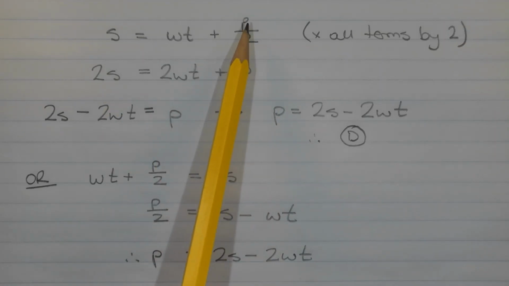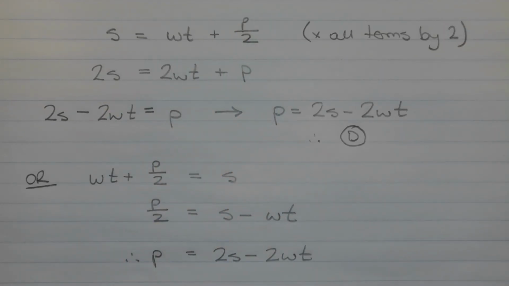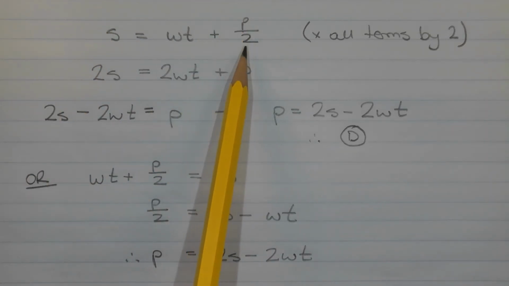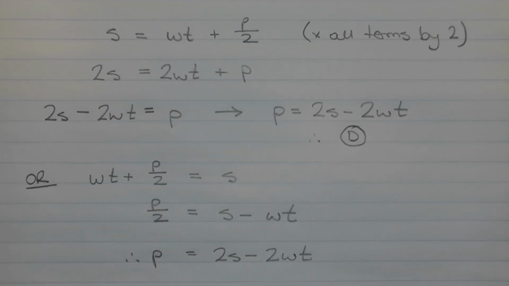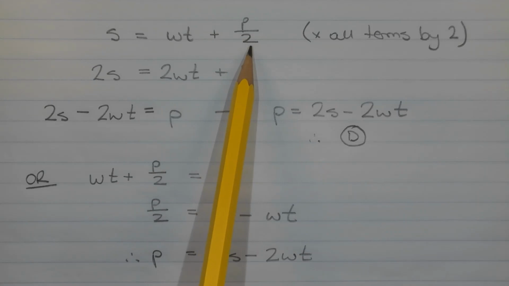Now the question is asking us to make the variable p the subject of the formula. So we need to isolate the variable p and then move it over to the left-hand side. Now the variable p is being divided by 2. We can undo that division by 2 by multiplying the term p over 2 by 2.